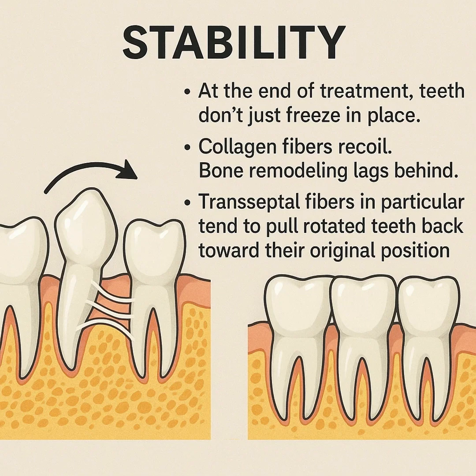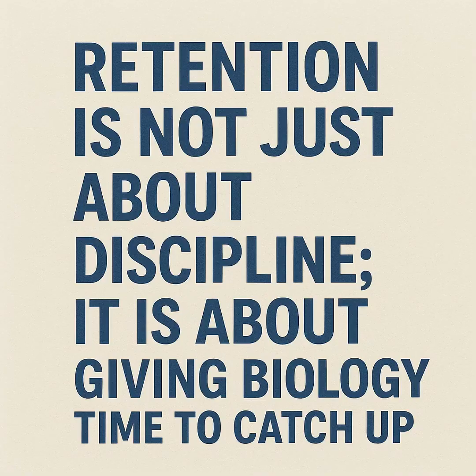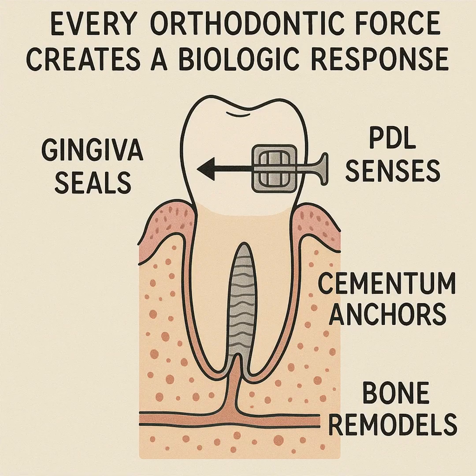Now, stability. At the end of treatment, teeth don't just freeze in place. Collagen fibers recoil. Bone remodeling lags behind. Transeptal fibers in particular tend to pull rotated teeth back toward their original position. This is why relapse is common, especially after rotations and expansions. Retention is not optional. It is the biologic requirement for tissues to reorganize. In some cases, surgical fibrotomy or overcorrection is needed to reduce relapse risk. But the key takeaway is that retention is not just about discipline, it is about giving biology time to catch up.